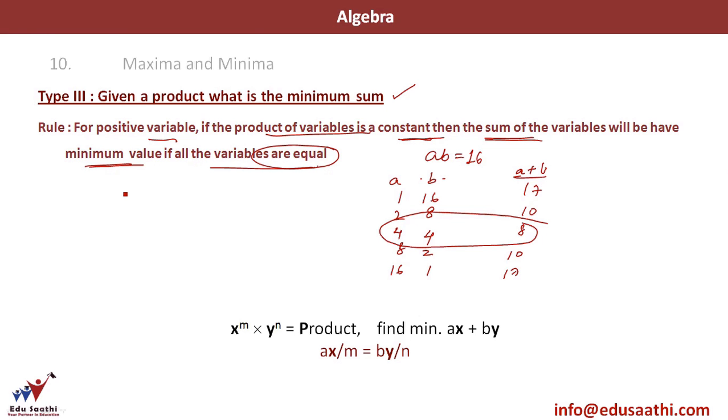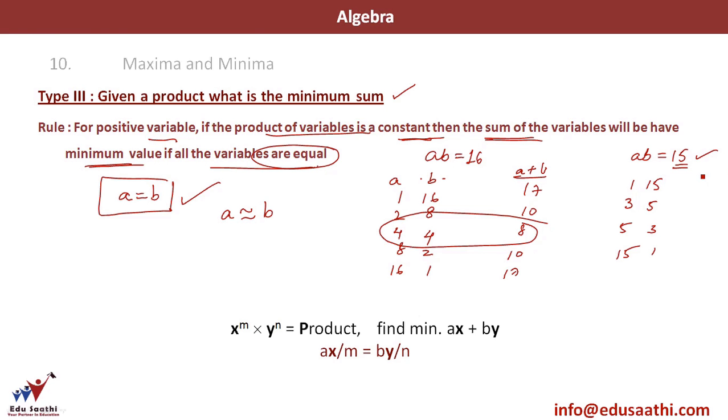In case it is not possible for us to get exactly a equal to b, we'll get a as close as possible to b. So if I give a into b is equal to, let me take a value which is 15. Now I know 15 cannot be broken down into a product of two numbers which are the same. So if I just look at 1 into 15, 3 into 5, 5 into 3 and 15 into 1, the minimum value would be when the numbers are as close as possible to each other. a and b cannot be exactly equal, but the difference between a and b should be minimum possible.